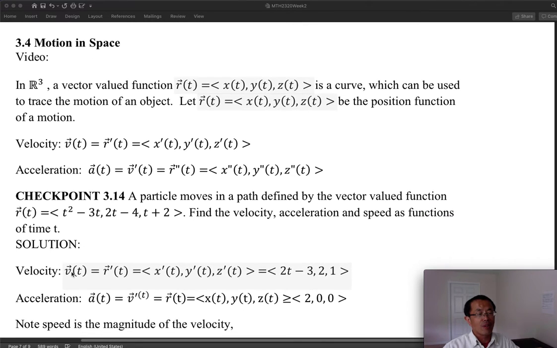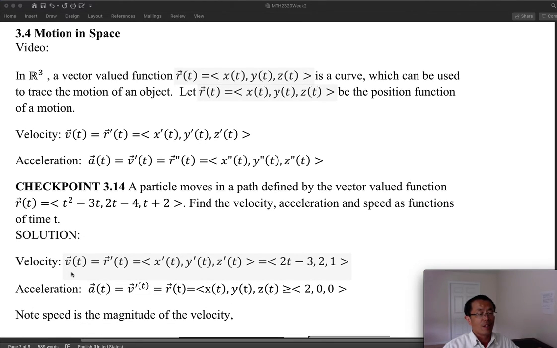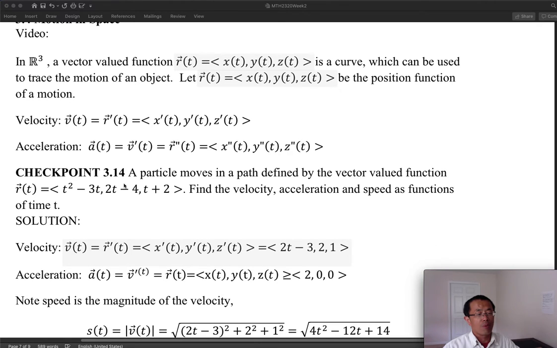The example I have here is taken directly from the textbook, Checkpoint 3.14. We have the position of a particle, and the curved path is defined by this vector-valued function. We want to find the velocity, acceleration, and speed as functions of time t. The velocity, as we just said, is the derivative of the position. For the derivative of a vector-valued function, you take the derivative of each component, and they still form a vector.